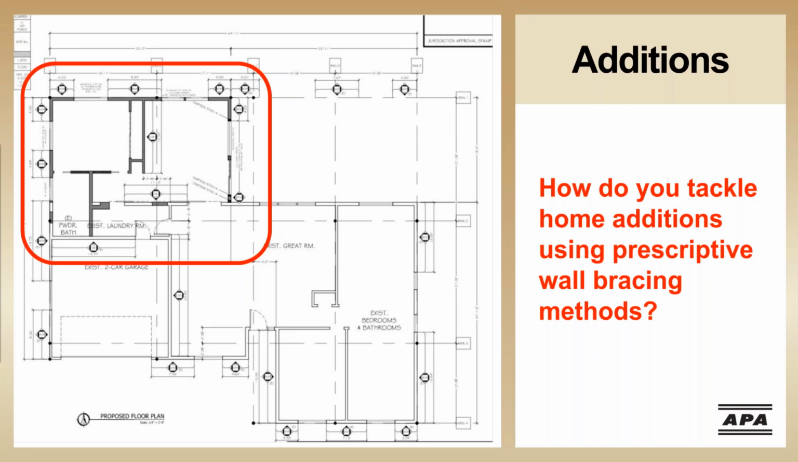We get asked quite a bit, how do you analyze and design wall bracing for home additions using residential prescriptive wall bracing? In the next few slides, let me present a non-inclusive list of ideas on how you might use prescriptive wall bracing for additions. Note that I'm not going to go through designing the wall bracing in detail because we've done that in the previous 3 examples. Rather, I'm just going to introduce a few ideas which might allow the use of prescriptive code.